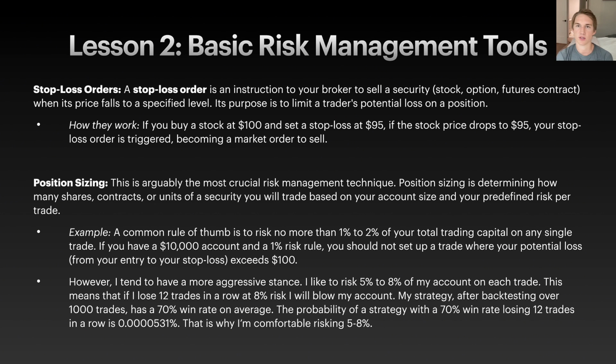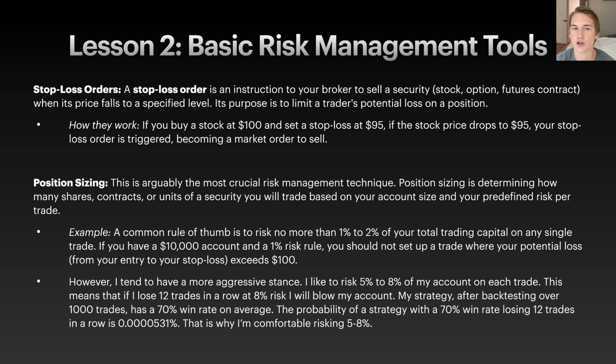Lesson number 2, basic risk management tools. Stop loss orders. A stop loss order is an instruction to your broker to sell a security when its price falls to a specified level. Its purpose is to limit a trader's potential loss on a position. So how do they work? If you buy a stock at $100 and you set a stop loss at $95, if the stock price drops to $95, your stop loss order is triggered and it becomes a market order to sell. So it's going to get you out of the position if it goes down to $95, and now it's going to limit your loss instead of you holding and holding and holding until it goes to freaking zero.